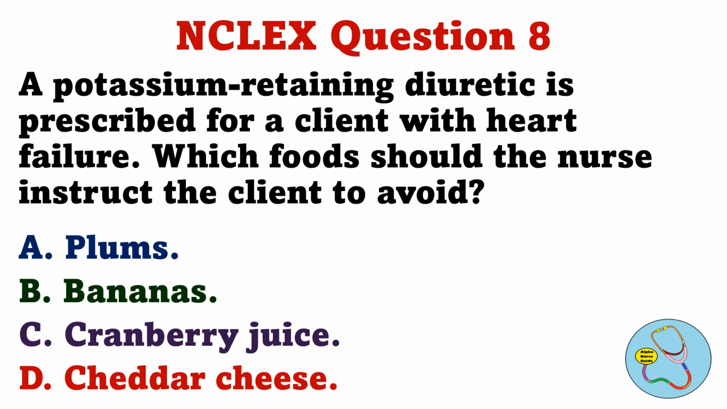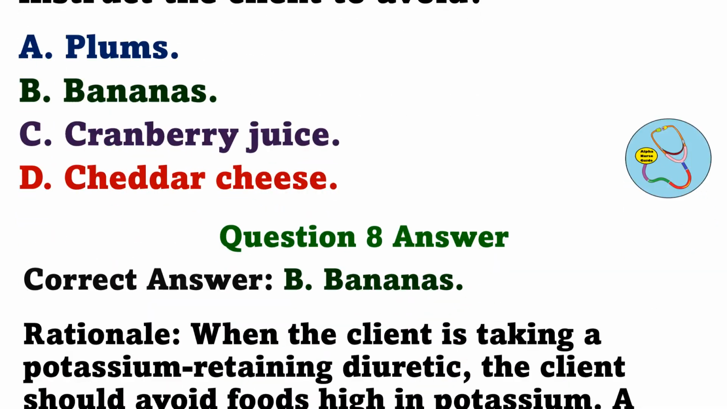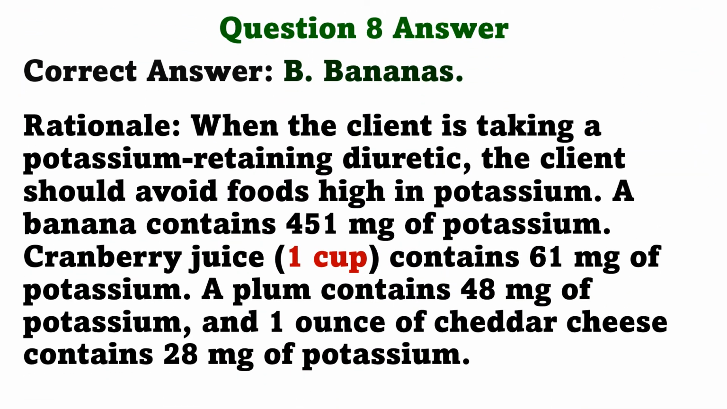Question 8. A potassium-retaining diuretic is prescribed for a client with heart failure. Which foods should the nurse instruct the client to avoid? A. Plums. B. Bananas. C. Cranberry juice. D. Cheddar cheese. The correct answer is B.